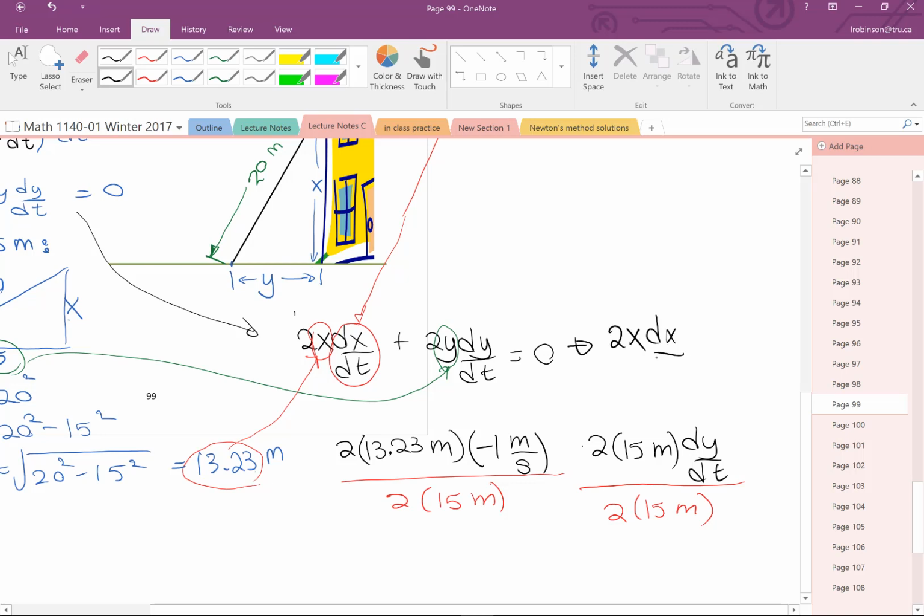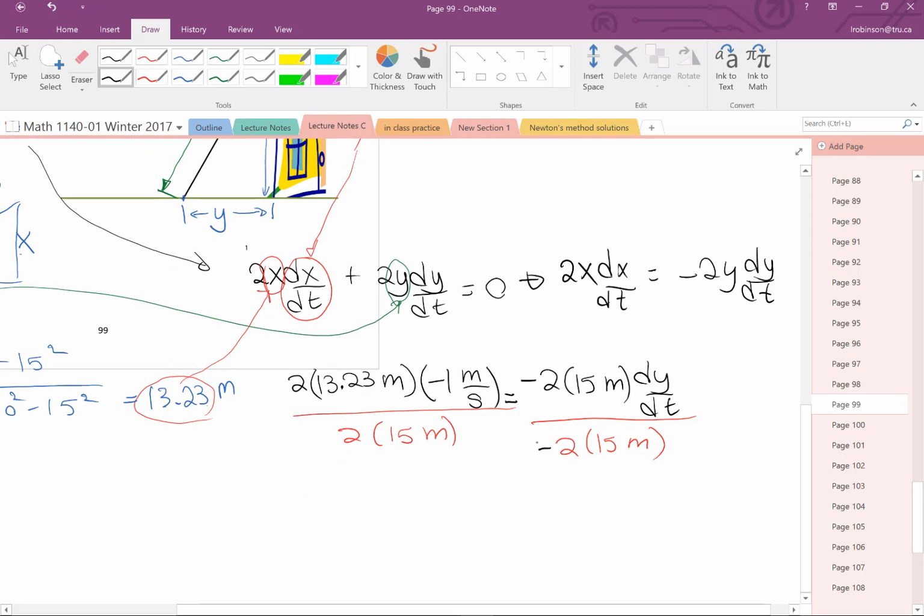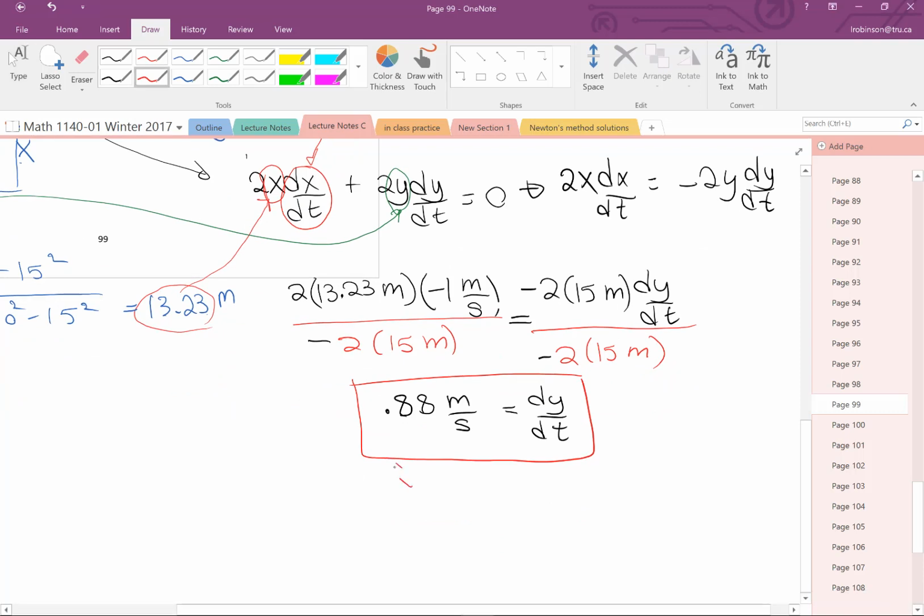2x dx/dt equals minus 2y dy/dt. So we'll divide by minus 2. And that just gives us 13.23 divided by 15 equals 0.88 meters per second equals dy/dt. And that's the speed at which the ladder is moving away from the house.